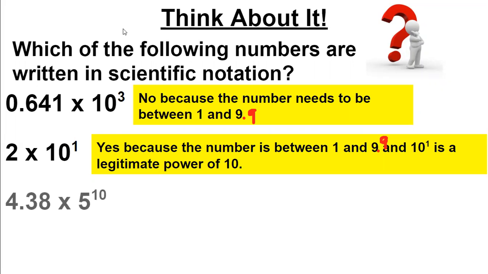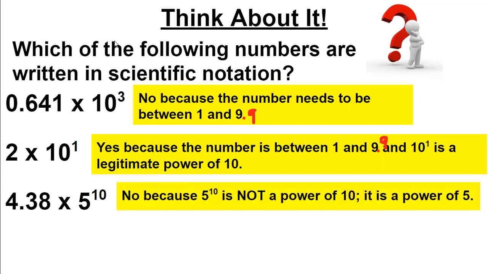Next number, 4.38 times 5 to the 10th power. Is that written in scientific notation? No, why not? Because 5 is not correct. It has to be a base of 10, right? 5 to the 10th is not a power of 10, it's a power of 5, right? So the base has to be 10, not 5.